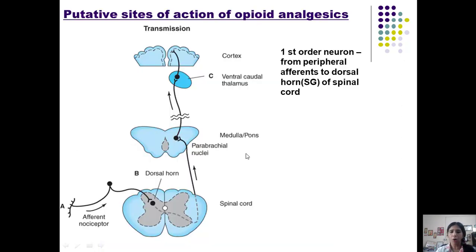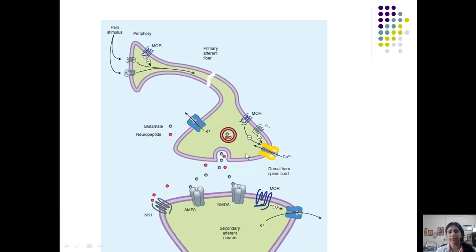This diagram also conveys the same meaning, and this is the mu opioid receptor. This is the primary afferent fiber. This is the periphery. This is the pain stimulus which is carried on by the nociceptors, and the mu opioid receptors which are stimulated by the opioid agonist.